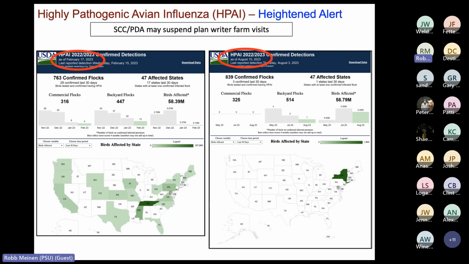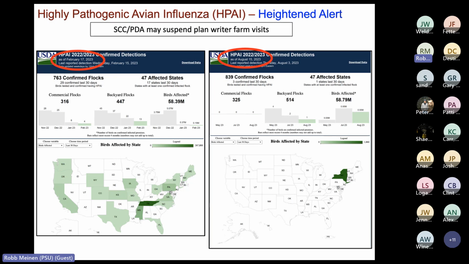I'm not going to go into a lot of disease specifics today, but I just brought up another slide here on HPAI, highly pathogenic avian influenza, which is a concern ongoing for the past couple years. And I have 2 graphs here. These are from the USDA website on HPAI. The first one I have circled in red is from February. This other one is just from yesterday.